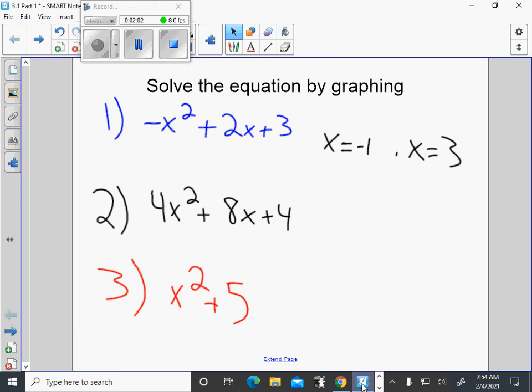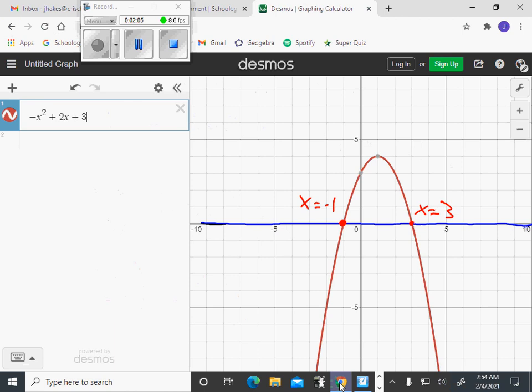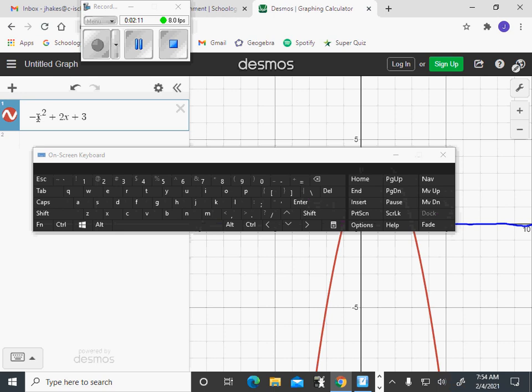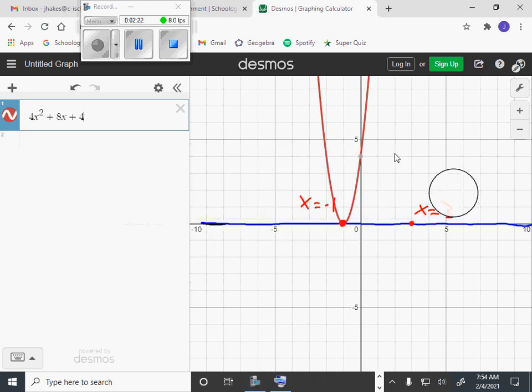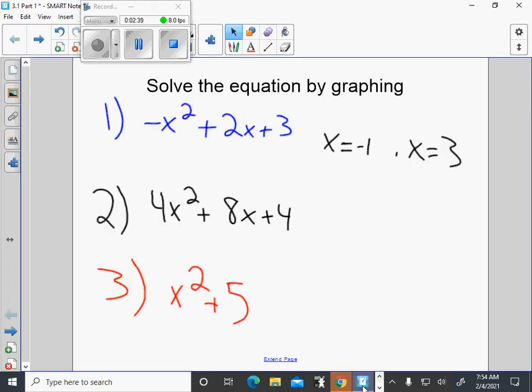Okay, the next one, 4x squared plus 8x plus 4. Just go ahead and graph it. We have 4x squared plus 8x plus 4. Okay, where does it cross that x-axis? Well, it actually crosses at our same one, right? Instead of crossing twice, it crosses just once, right here, at x equals -1. So for our answer, it's just x equals -1.